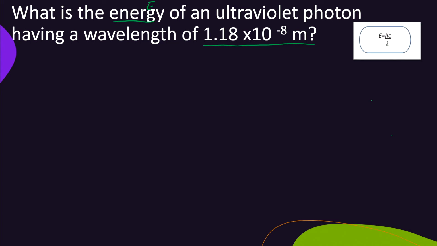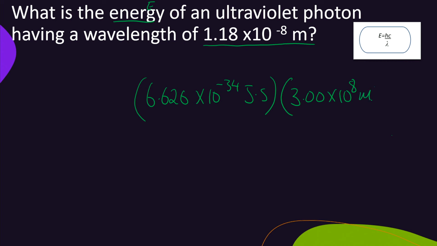So what we'll do is we'll write down our Planck's constant, which is 6.626 times 10 to the negative 34 joules times seconds. And we're going to multiply that by our speed of light, 3.00 times 10 to the 8 meters per second. And we will divide that by our wavelength, which was given in the question, 1.18 times 10 to the negative 8 meters. So energy is going to be joules.